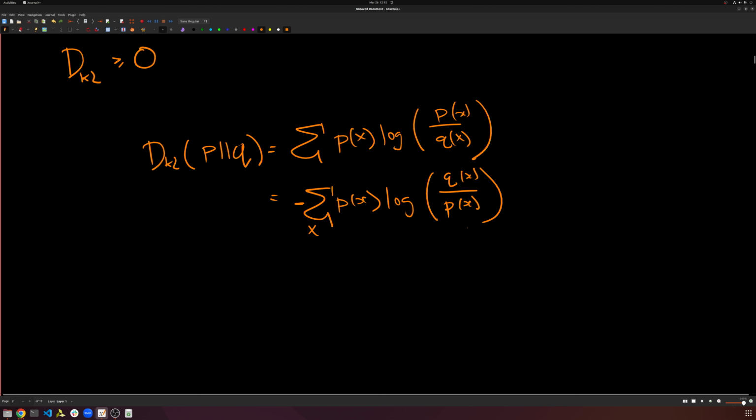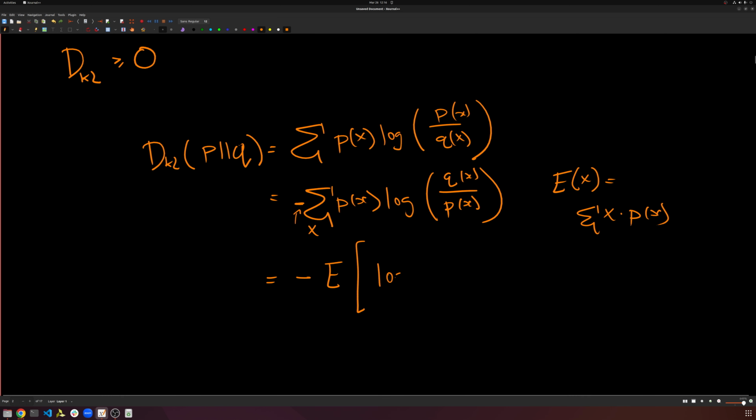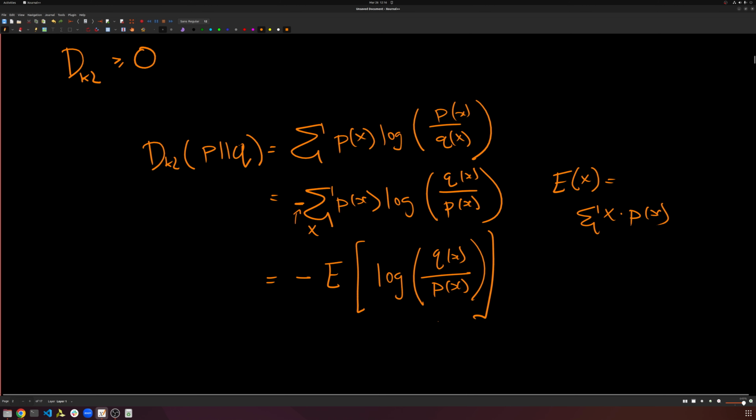Well, isn't this just expected value? This is just expectation. The expected value of x is just the sum of x times the probability of that thing to occur. So in the same way, this is just an expectation, so let's write it that way. This is going to be negative, same negative sign, expectation of log Q(x) over P(x). These two things are just equivalent ways of writing exactly the same thing. The expectation is over our distribution P, because that's the thing we're weighting by.